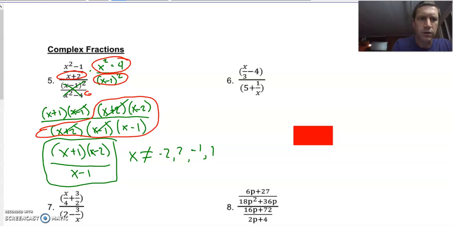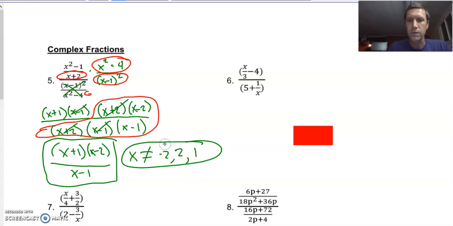I don't think negative 1, right? Negative 2, positive 2 and 1. I think that sounds right. Okay. I'm going to pause, change some settings, and then I'll be right back for that second one.